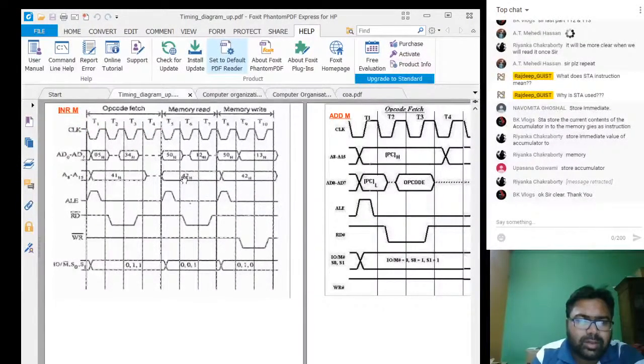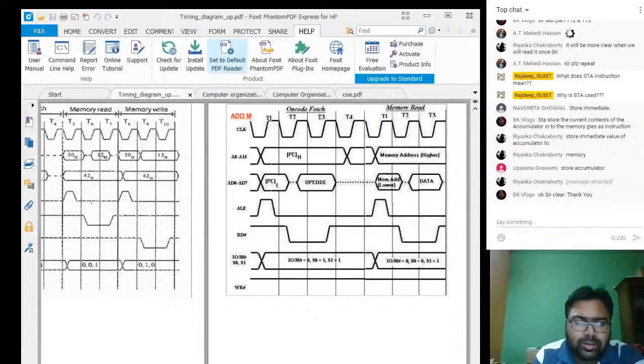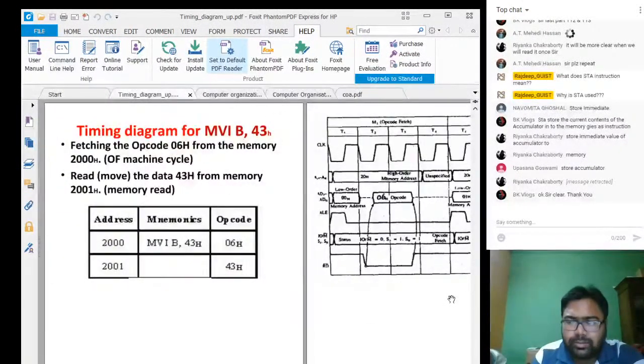So you have got it for INR and ADM values. You can see it. So with this we have reached the end of this particular lecture. So you can see here what is actually happening for MVI B.